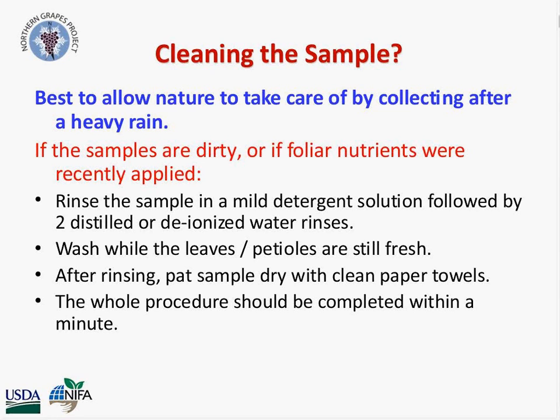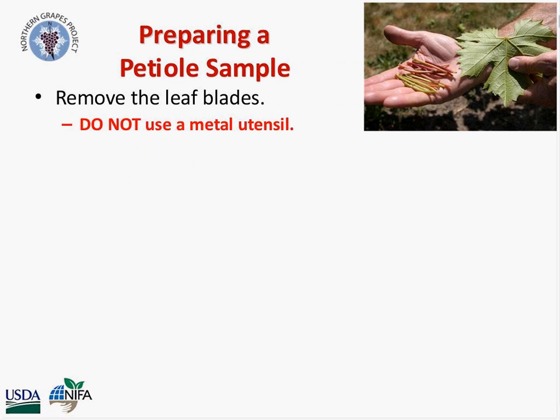Okay, let's prepare samples. Remove the leaf blades. And here it's really, really important not to use metal utensils. I've had samples come in where someone apparently used scissors to remove the petioles, and the iron content readings were off the chart, very, very high. Place petioles in a clean paper bag or a bag provided by the laboratory, and then on that bag identify the sample by your name, crop, variety, field, and sample number.